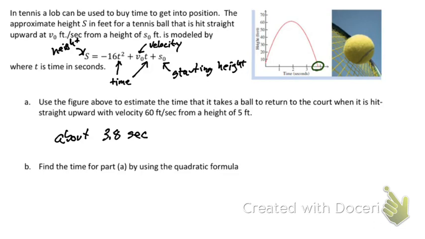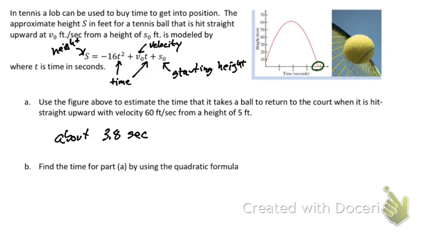Now what we're going to do is prove that true by actually solving for that equation. It says find the time for part A by using the quadratic formula. So we need to complete this equation. This is the height of the ball. This is the equation we're doing.